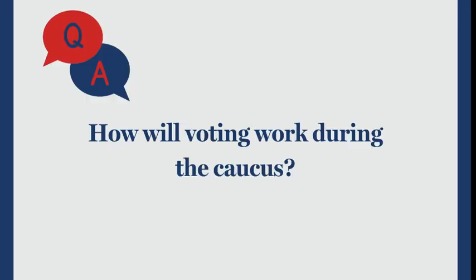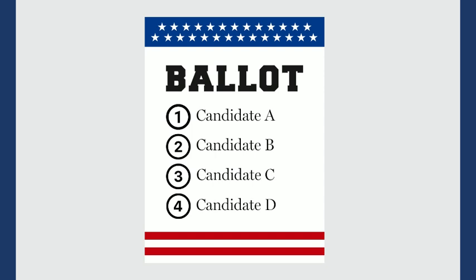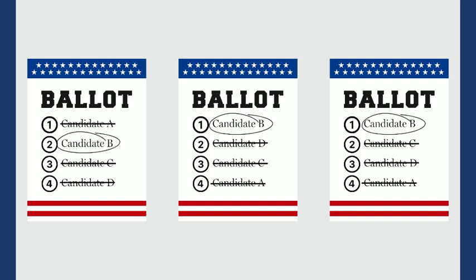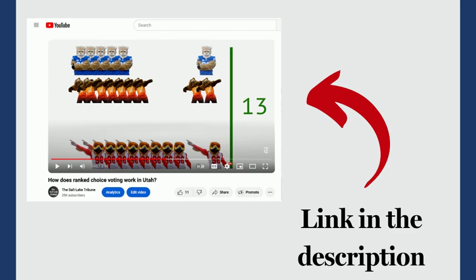Number 3, how will voting work during the caucus? The preferential voting system is similar to ranked choice voting, where attendees rank the candidates from their favorite to their least favorite. When ballots are counted, the last place candidate is eliminated, and people who voted for that candidate will have their second place vote counted. It continues until one candidate gets the majority of the votes. For more on how ranked choice voting works, watch our video linked in the description.